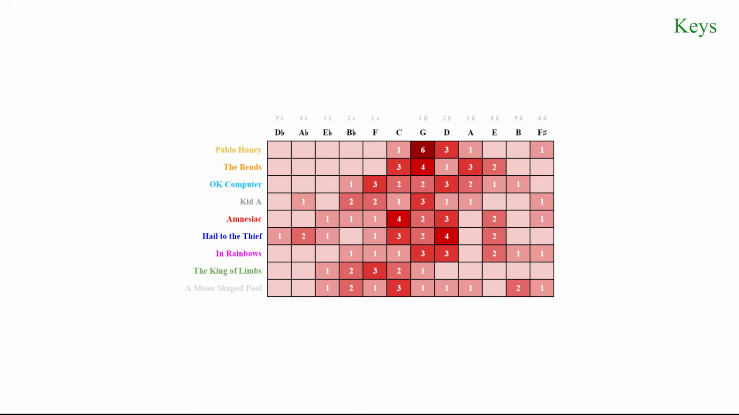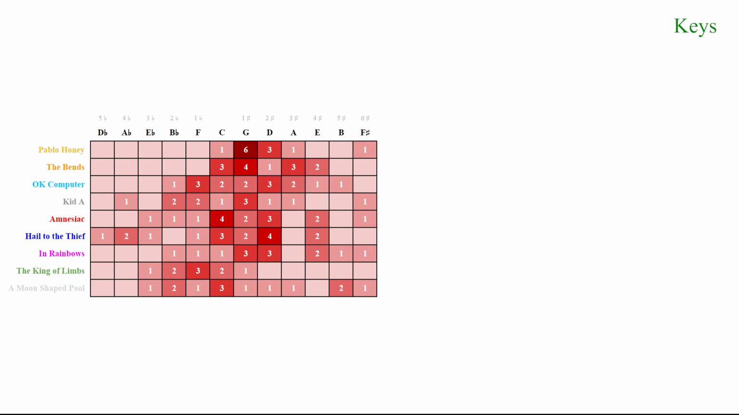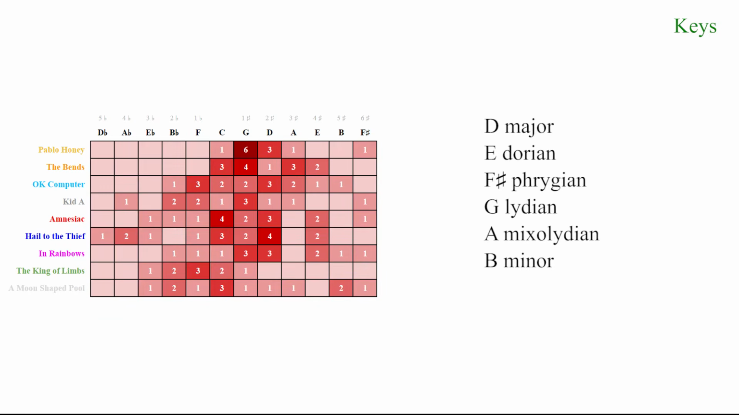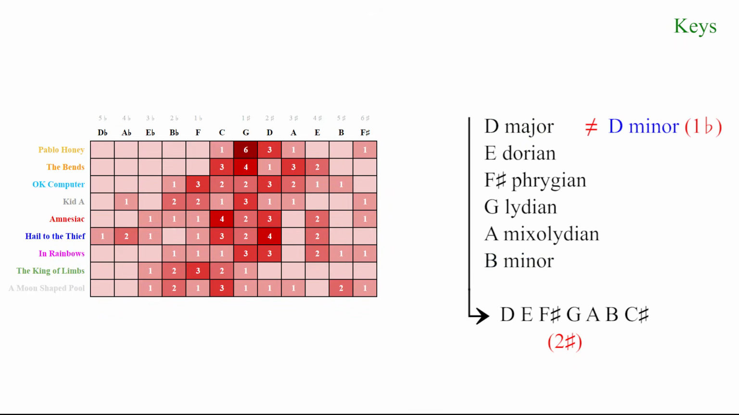And when I say equivalent major key, I'm equating, for example, D major with all of its modes, including E Dorian, F sharp Phrygian, G Lydian, A Mixolydian, and B minor. All of these scales contain the same notes, often described in terms of the number of sharps or flats, in this case, 2 sharps. So in this way, the key of D major has much more in common with B minor than with D minor, even though D major and D minor have the same root note. Also, note that some songs modulate from one key to another. In that case, I counted each of the different keys used in the song.